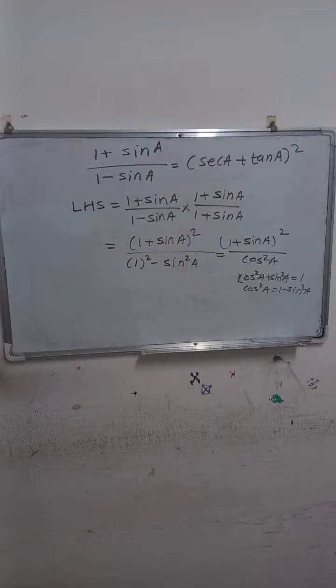How can we do this? Tell me. Does anyone? I got half of the answer. I got 1 plus sine square A upon cos square A. Okay, can you divide this? Can you write it like this?